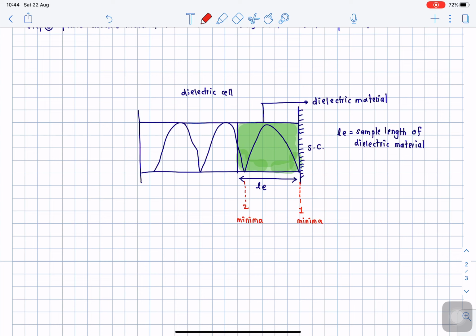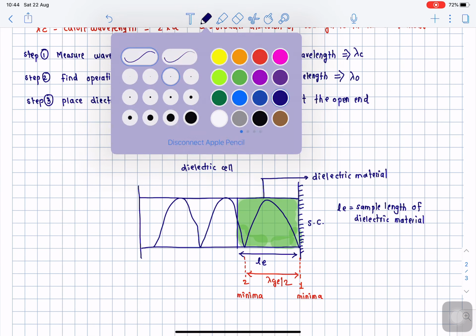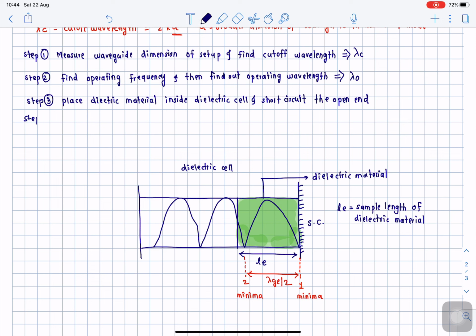So the distance between two successive minima that we want to find out using the slotted waveguide section corresponds to the guide wavelength divided by 2, right? So here in step number 4, we measure two successive voltage minima distances, right?